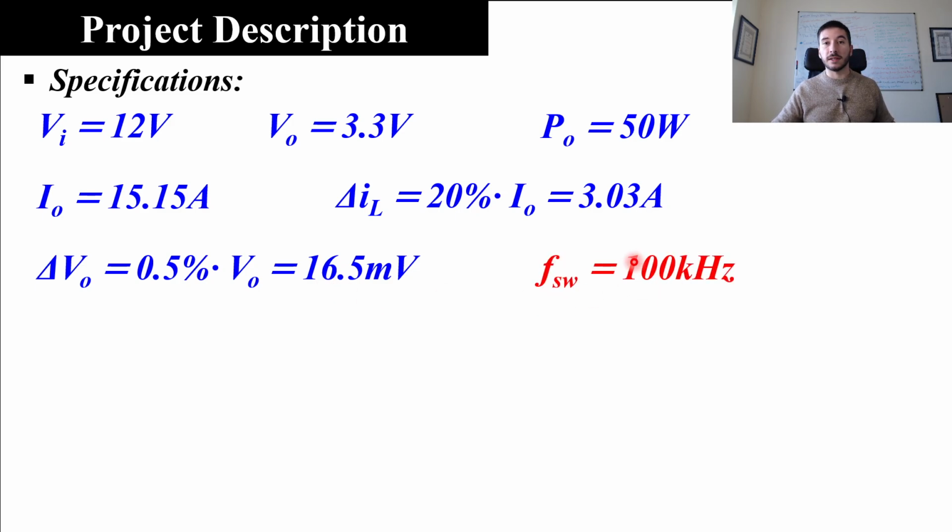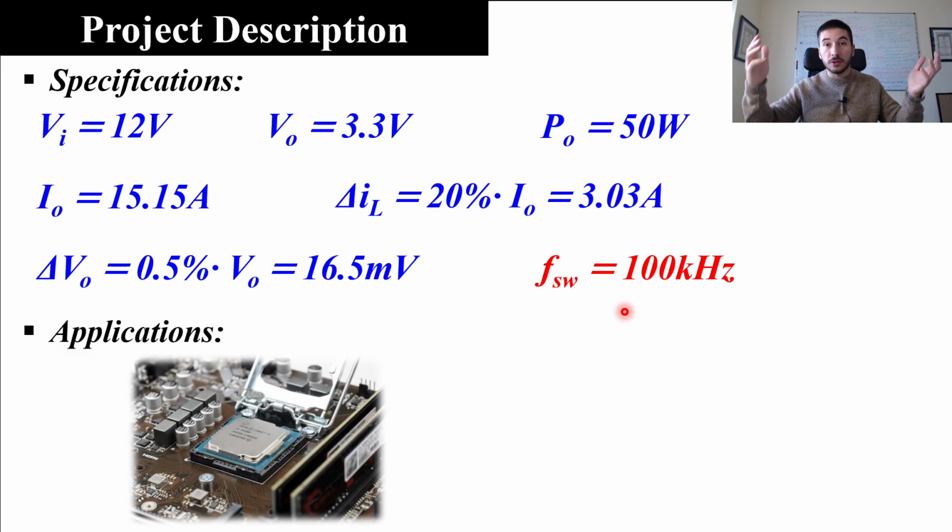And this is not a specification, it's something that we have to choose in the design process: the switching frequency. So initially we are going to start with a very popular value, 100 kilohertz, and as we progress in the design process, optimizing perhaps efficiency or size, we are going to modify this value.